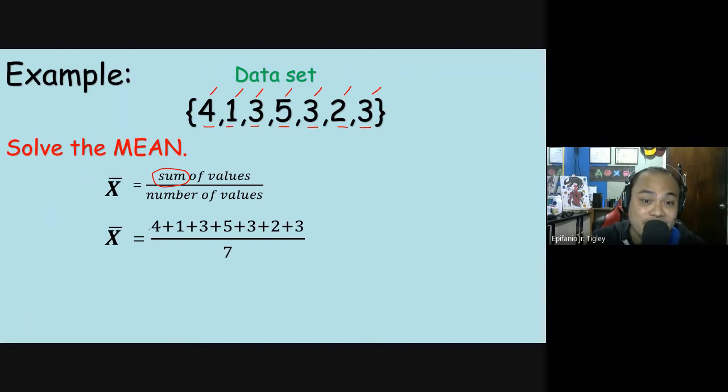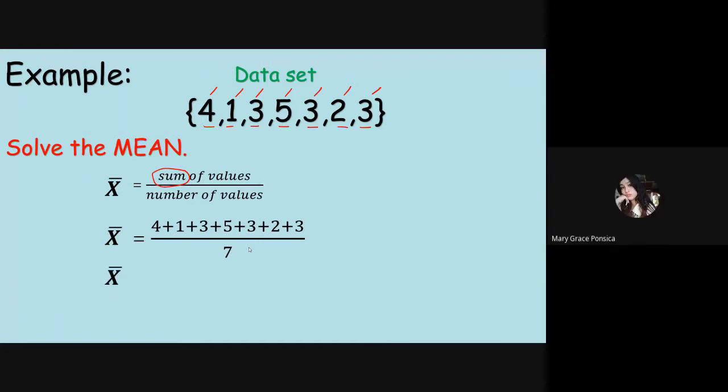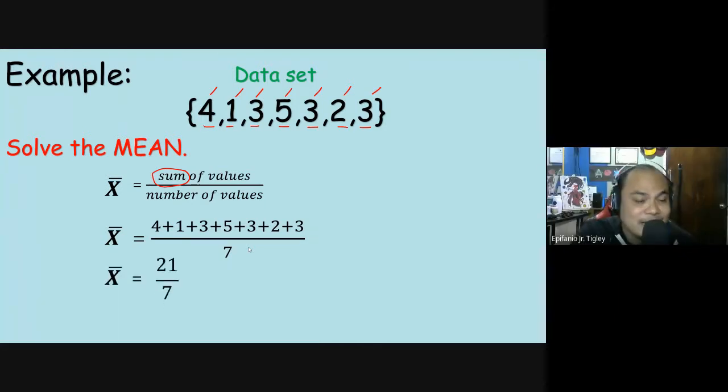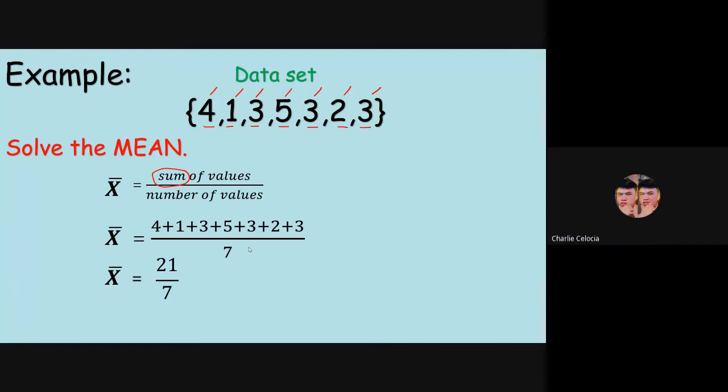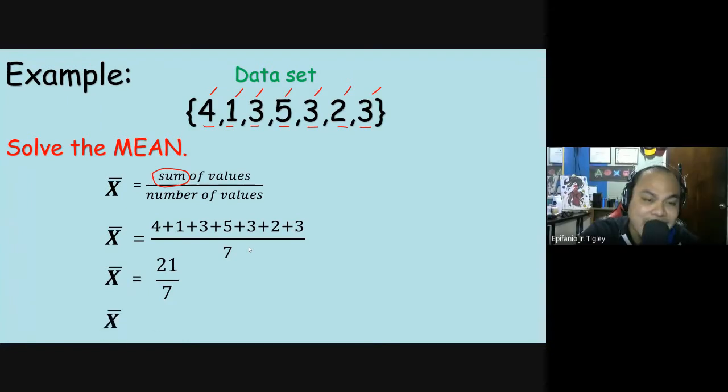Now, how much is the sum of the data there? Use your calculator, please. How much is 4 plus 1 plus 3 plus 5 plus 3 plus 2 plus 3? 21. 21 divided by 7 is how much? 3. And that would be the mean. So this is now the mean for our first data set.